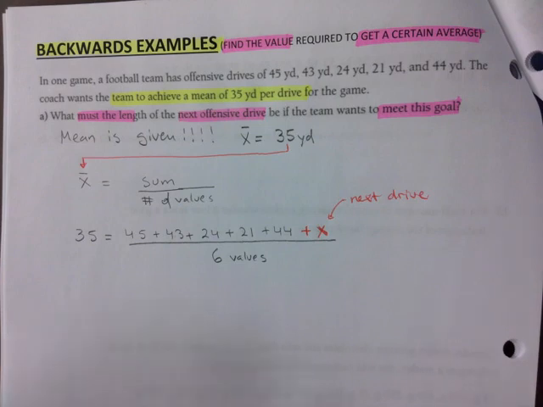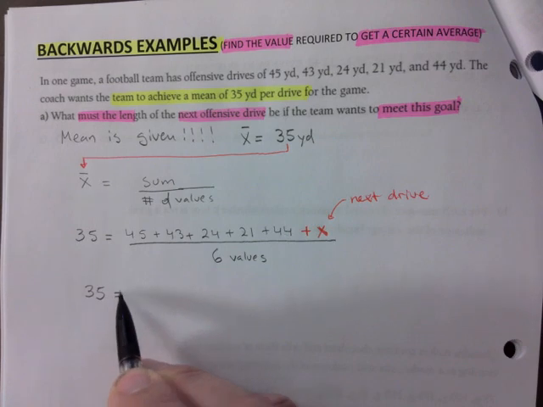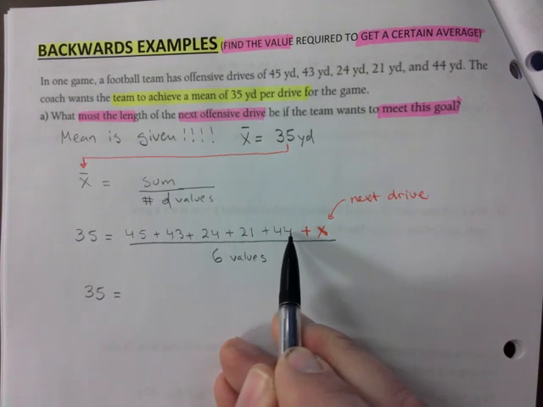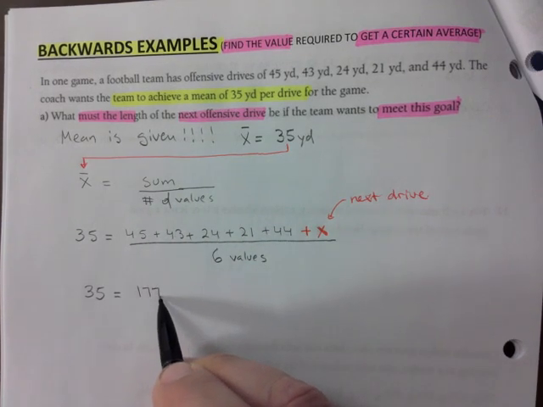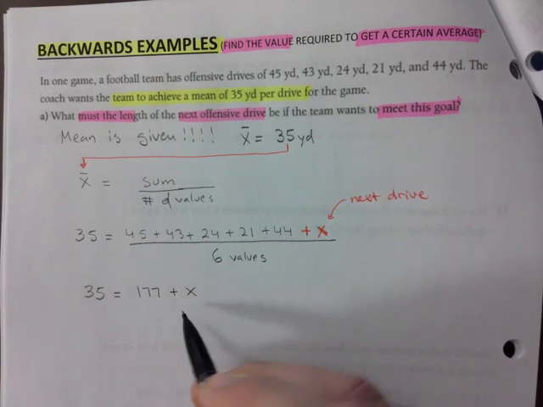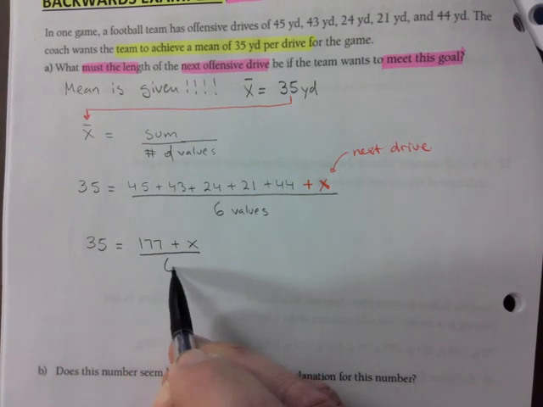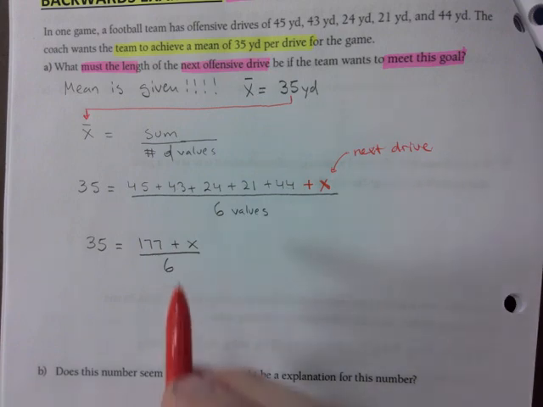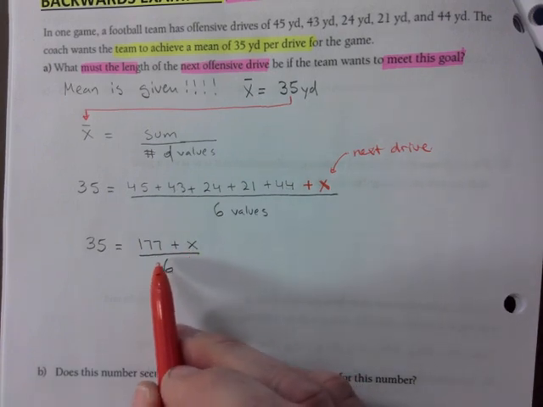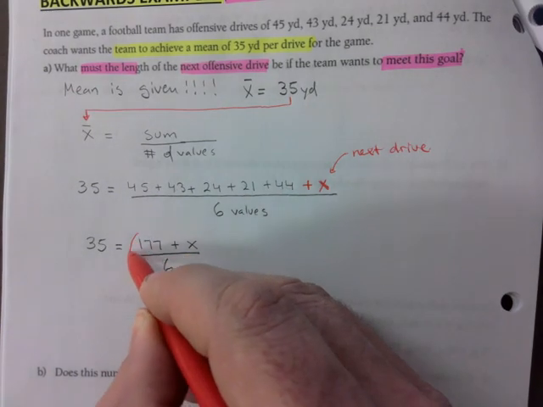Okay? And now this is where it gets fun. Okay, we're going to clean this up a bit. 35 is equal to, let's add up these numbers. And I'll just skip to it. I'm going to tell you that this adds up to 177 plus the unknown. We don't know what that is, but we're cleaning it up. And you're going to go over 6. Now, you should recognize that we're isolating x. You want to know what x is. I'm going to tackle this number first, whatever is dividing first. So watch what I'm going to do to this side.